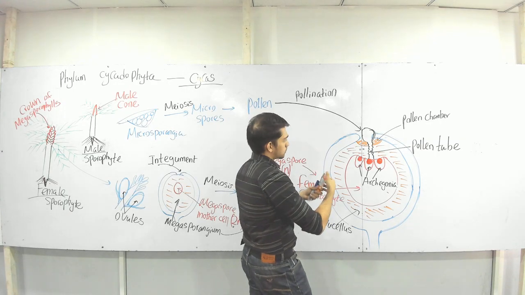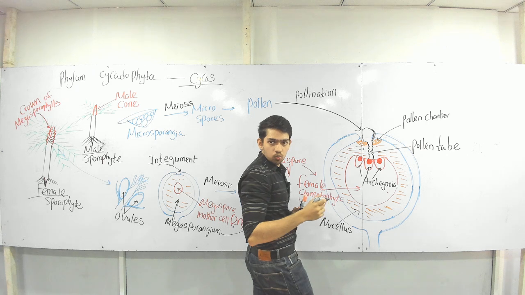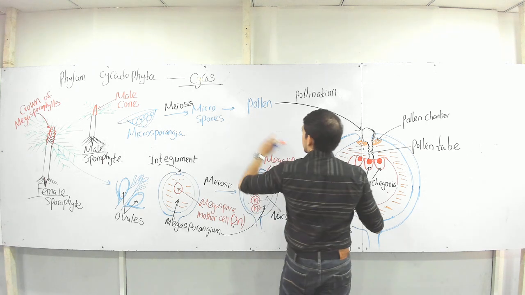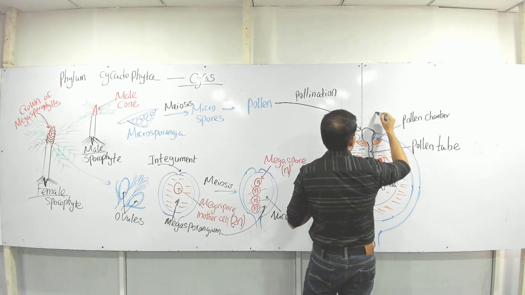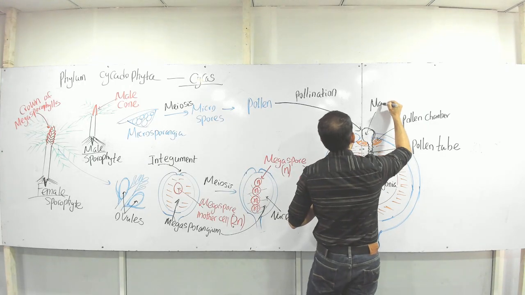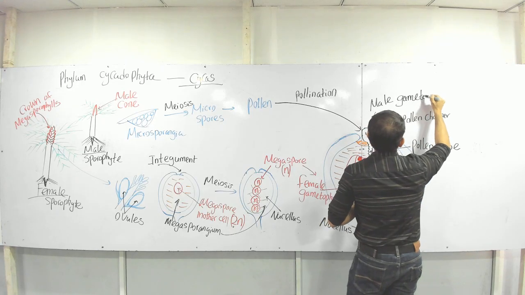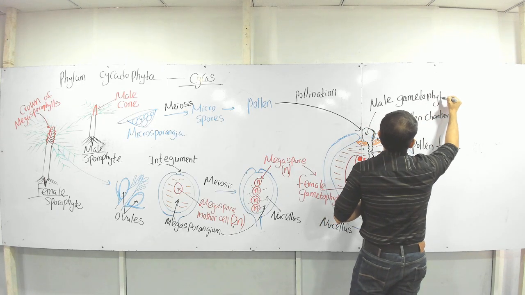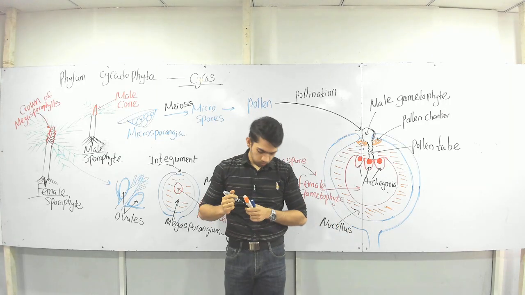So what is this now at this point? What do we call it? Is it the pollen now? No. Inside, what did you have? Microspore. Microspore is now what? Male gametophyte, right?